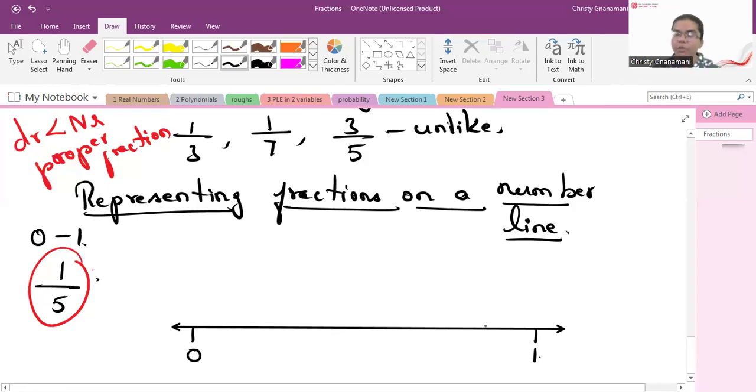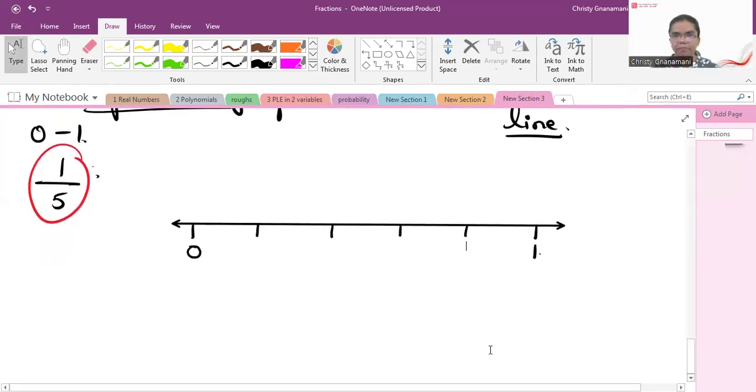Then how many lines should be drawn in between? You have to draw 4 lines, right? So see here, now I've drawn 4 lines. So what will the first line represent? The first line will represent 1/5, right? Because see here, 0 will represent 0/5, and 1, if you try to represent 1 with a denominator 5, you can represent it as 5/5, right? So 0 can be represented as 0/5, and 1 can be represented as 5/5.